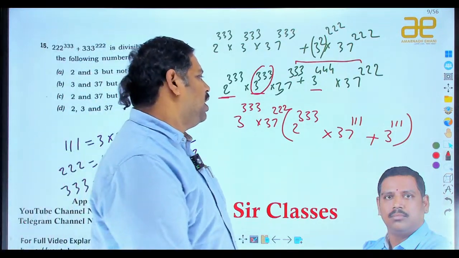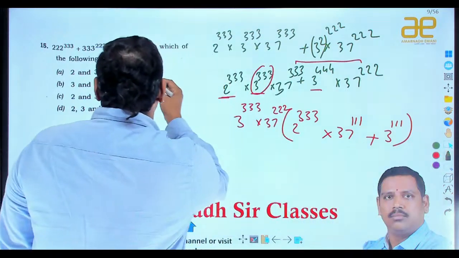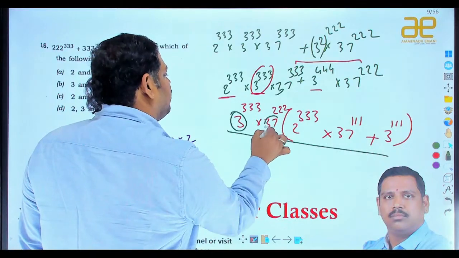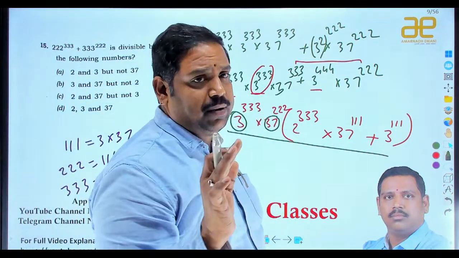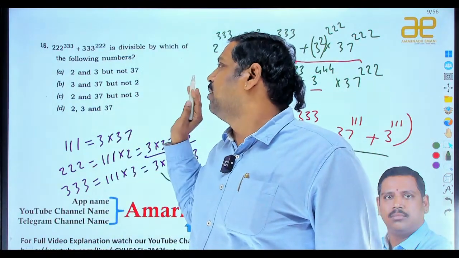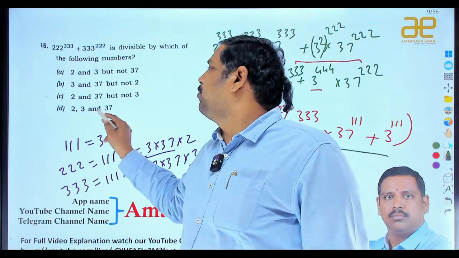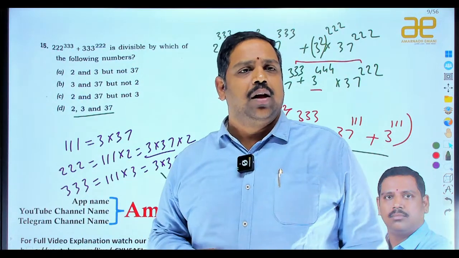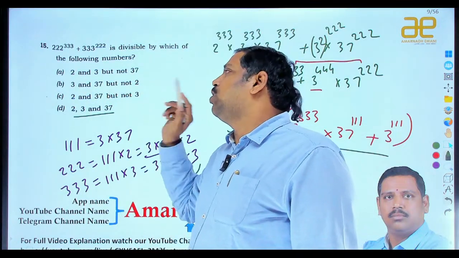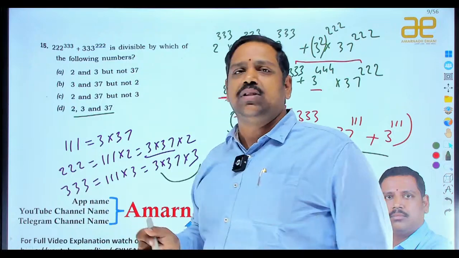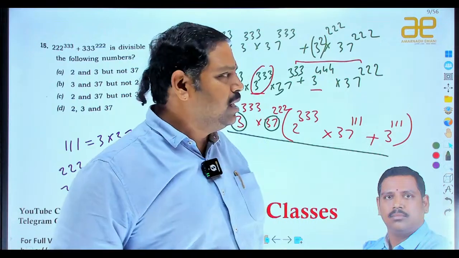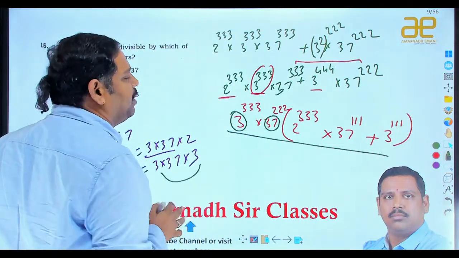Since the sum can be written like this, I can say that it is definitely divisible by 3, and definitely divisible by 37. 3 and 37 both it is divisible. But I have to think whether it is divisible by 2 or not, because we have 2, 3 and 37. The options are: 2, 3 and 37; 2 and 3 but not 37; 3 and 37 but not 2; 2 and 37 but not 3. I have to say whether it is divisible by all 3 or only 2 of the given 3. Definitely 3 and 37 need to be included.